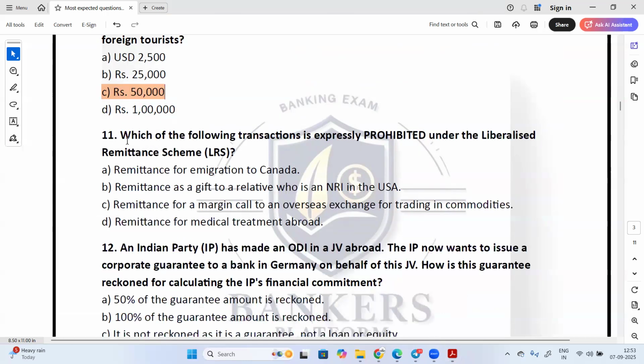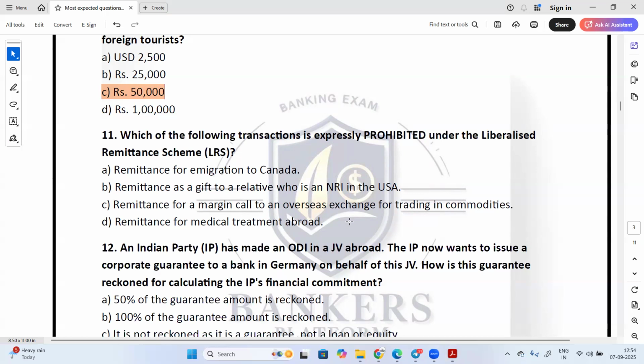Question number 11. Which of the following transactions is expressly prohibited under the LRS? A, remittance for immigration to Canada. B, remittance as a gift to a relative who is an NRI in the USA. C, remittance for a margin call to an overseas exchange for trading in commodities. D, remittance for medical treatment abroad. So you have to tell which is prohibited.